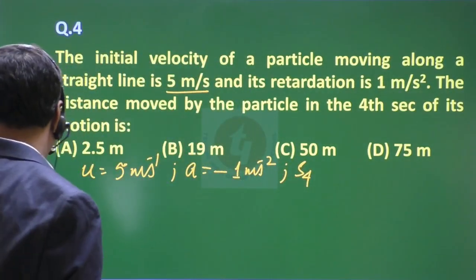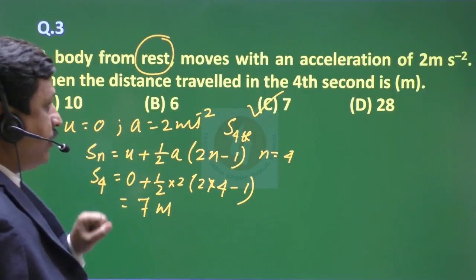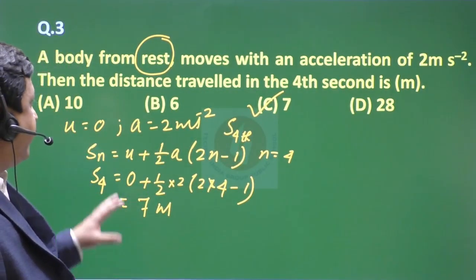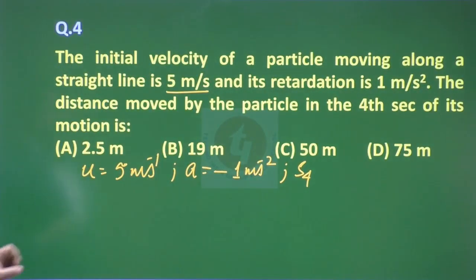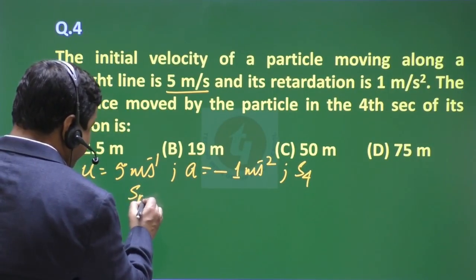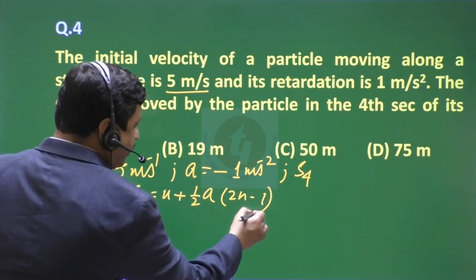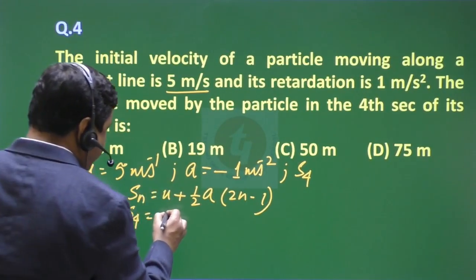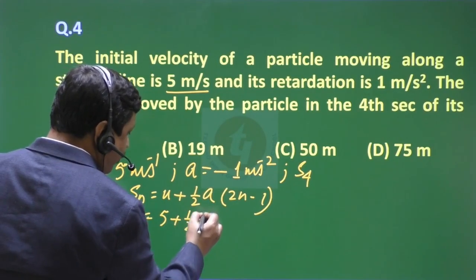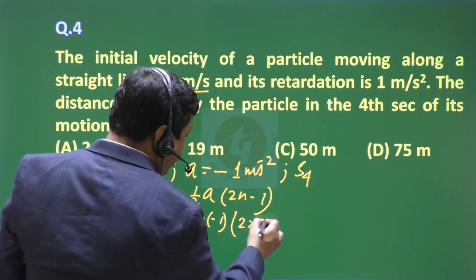Previously in this numerical we also found displacement in the 4th second, but there the initial velocity was 0, but in this case there is an initial velocity, right? So the same formula will be applied, right? Sn is equals to u plus half a (2n minus 1). Okay, and you have to find S4. S4 means u is equals to 5 plus half into a is minus 1 and (2n minus 1), that is (2 into 4 minus 1).